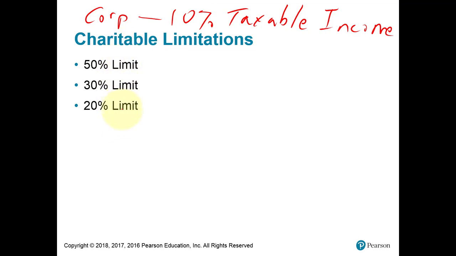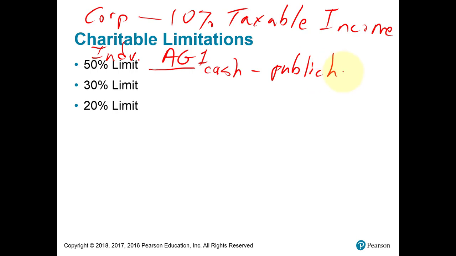The limits down here are for individuals, non-corporations. So in the case of a 50%, what we're talking about here is AGI. In the case of a corporation, we're talking about taxable income. A corporation doesn't have AGI, yeah? Just individuals like you and me. So the general limitation is 50% if it's a cash contribution going to a public charity.